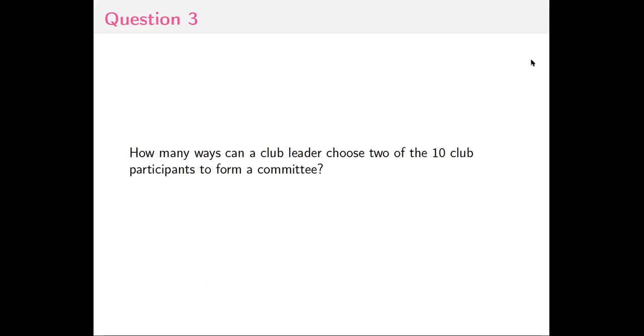How many ways can a club leader choose 2 of the 10 club participants to form a committee? Catherine. 45. Yes. So Catherine is 2, Abby 0, and Catherine will move on.